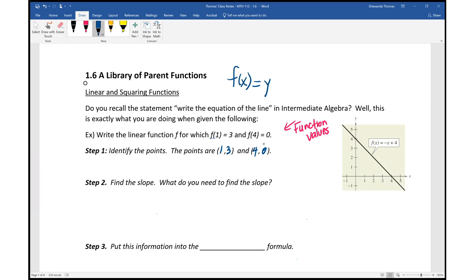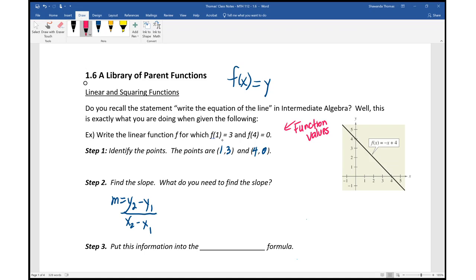So there's a formula to find the slope given 2 points. That formula is y sub 2 minus y sub 1 divided by x sub 2 minus x sub 1. Recall that I asked you to memorize this formula. So we're going to use this formula to find the slope given the 2 points.